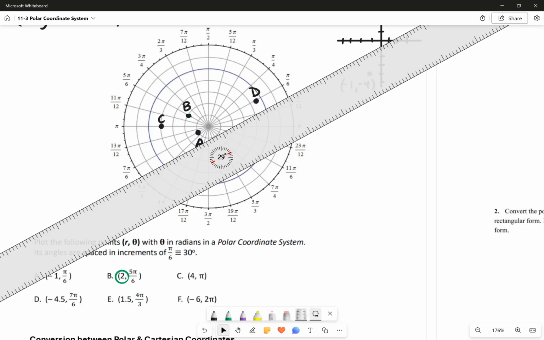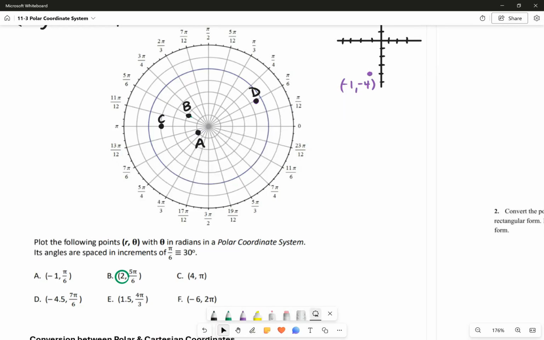Okay. All right, let's go on to the next one. E is 1.5, 4 pi over 3. So 4 pi over 3 is right over here. And it's 1.5. So we're going to stay on that line. My A is in the way, so let's label A on this side. So 4 pi over 3 and it's 1.5. So we're going to go right there. That will be the E.